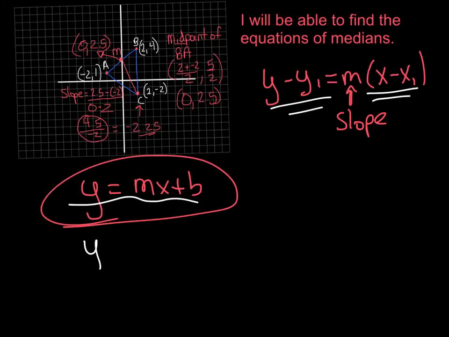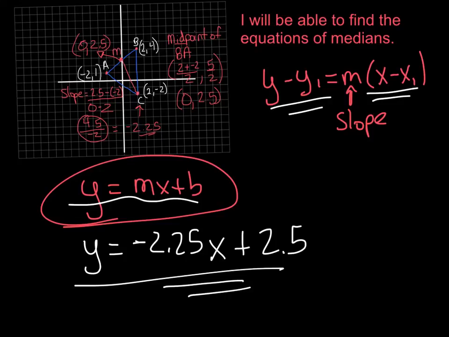So y is going to equal our slope, -2 and a quarter x, and then our y-intercept was positive 2.5. So that's the equation of that particular median, the median that connected vertex C to the midpoint of segment AB.